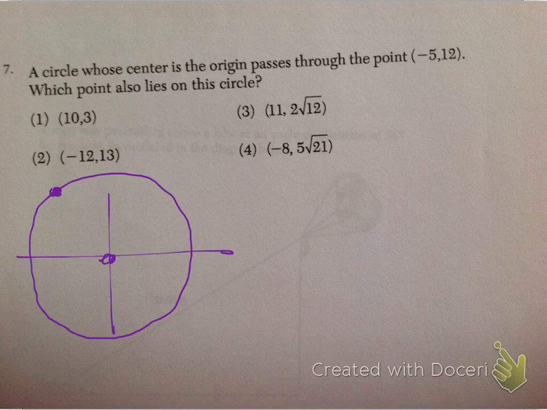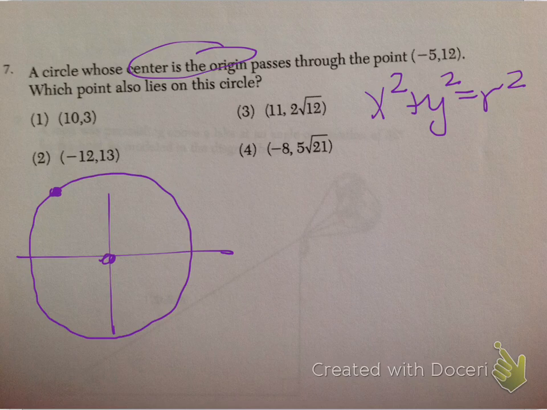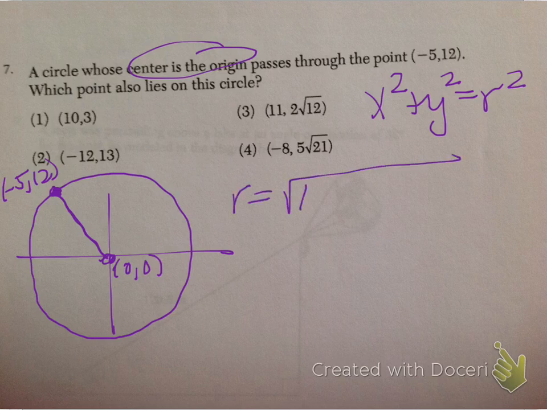So we know that if we're doing the equation of a circle whose center is at the origin, we can just use x squared plus y squared equals r squared. So the only thing we need is r. So r would be the radius right here from the point (negative 5, 12) to the point (0, 0). Okay, so we're just going to use the distance formula to find r. So it's going to be y2 minus y1 squared plus x2 minus x1 squared.